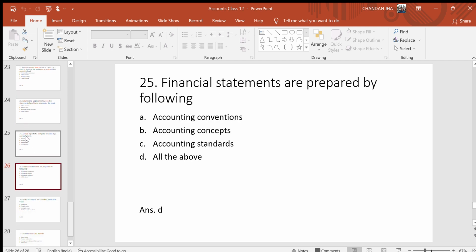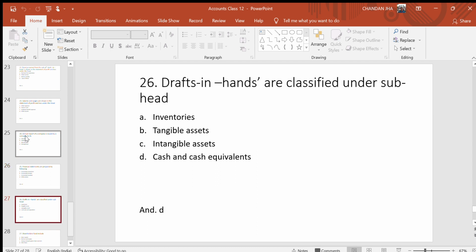Question 25. Financial statements are prepared by following accounting conventions, accounting concept, accounting standards. D, all of the above. The correct answer is all of the above.